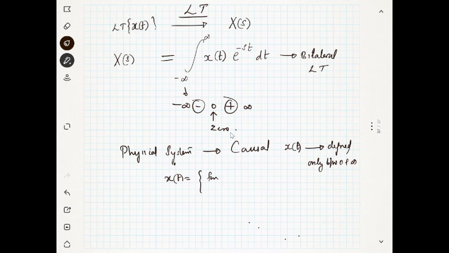That means x of t is a function of time, defined for t greater than or equal to 0, and the value of x of t is equal to 0 when t is less than 0. For negative values of time, x of t is not defined. That is known as a causal function, like a step function. So this is bilateral.